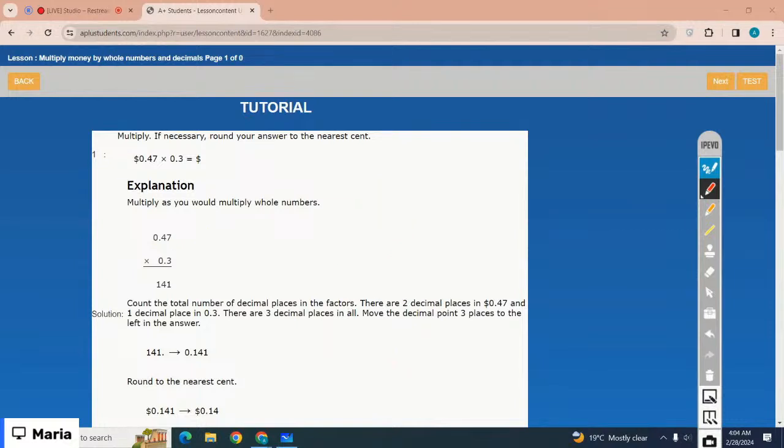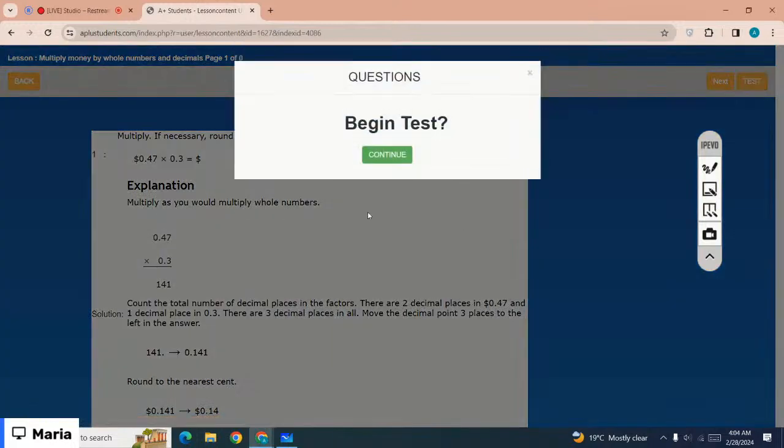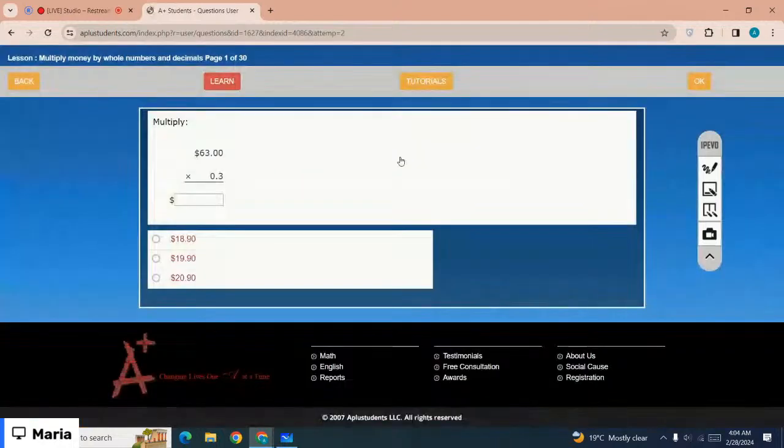That's exactly the same method you use to multiply decimals. So when you work with money, there is nothing new, right? You know how to multiply the decimals and the whole numbers, multiply, divide, everything you know. So, okay, the next one, 63.00 times 0.3. Let's multiply them without the decimal point, right?